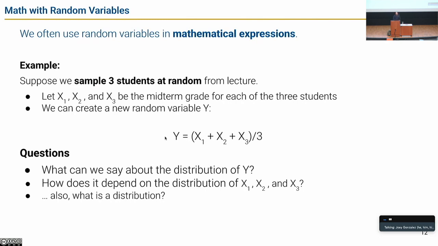I can create a new random variable y, right? Because it's an expression of random variables. And I might want to know what's this random variable y. It's essentially the average of the 3 students' grades. What's its distribution? What can I say about its properties? How does it depend on the distribution and properties of these students that I sampled from? And also critically, what is the distribution, which we should formalize now. But a lot of this work will be thinking about these kinds of functions, and I'll come back to this in the later half of this lecture when we start to use operators on random variables.